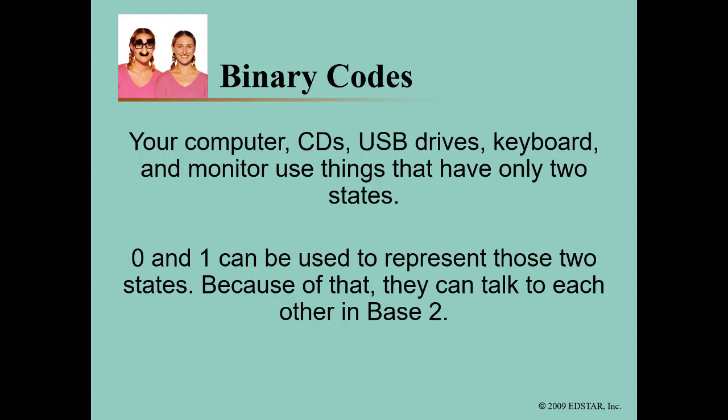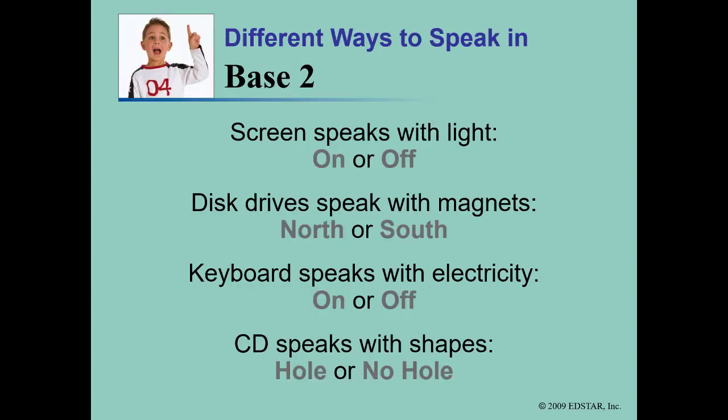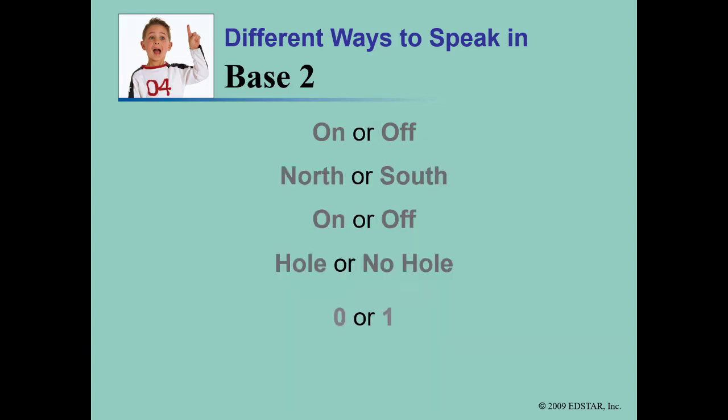They use different things to stand for 0 and 1, but they can all speak in base 2 and understand each other. All of these systems use the same binary alphabet, but they all use it for different things. For instance, on your screen, each pixel interprets a 1 or a 0 as whether it should be on or off. With a disk drive, each sector on the disk is actually a magnet that's either oriented north or south.